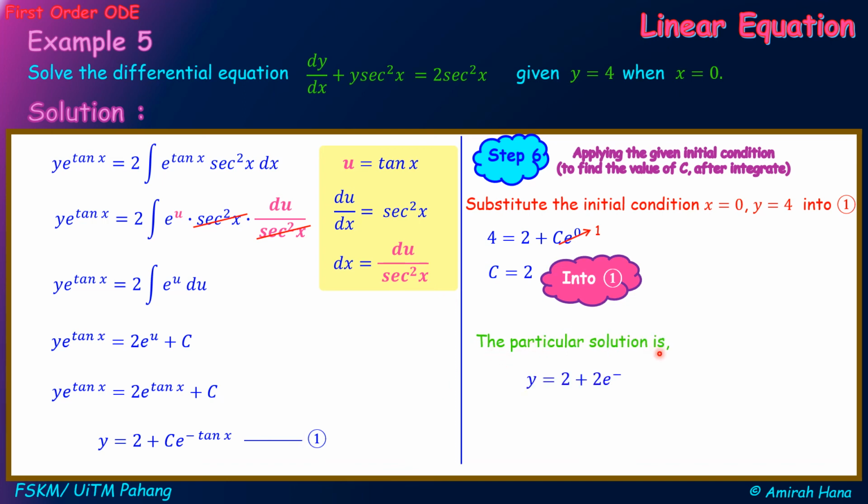So the particular solution is y equals 2 plus 2e to the power of negative tangent x. Okay, this is the final answer. We replace c equals 2 into equation 1 here. So we get 2 here. That's why the final answer is y equals 2 plus 2e to the power of negative tangent x. Right? This is the particular solution and this is the general solution.